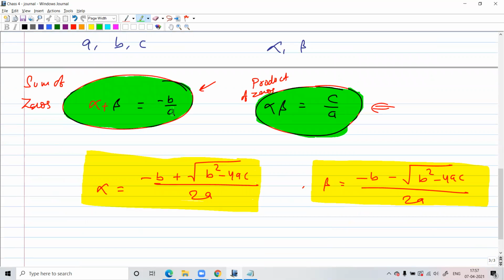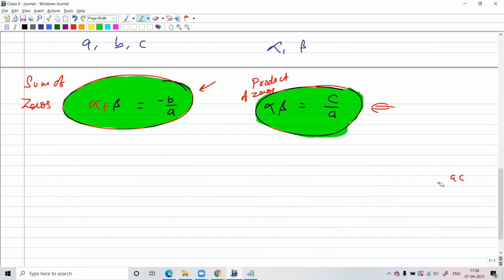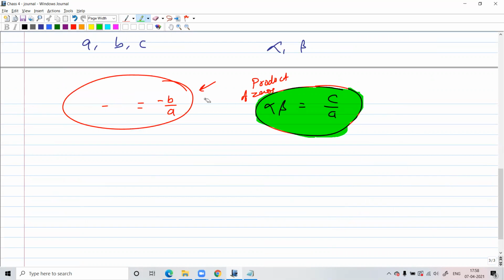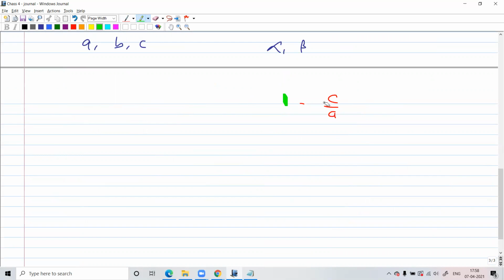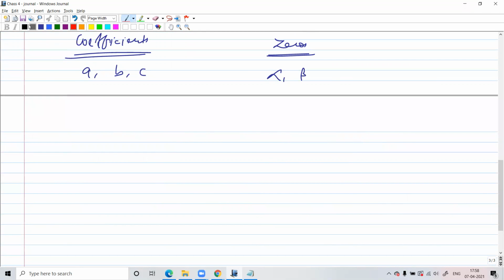You remember this minus B by A, I'm going to remove this part from here, okay? Because this is something which you're going to learn later. So let me remove it from here, okay? And this also, let me write a little neatly. So when I'm talking about relation, it starts with sum of zeros. Sum of zeros, and it will be alpha plus beta, and it's going to be minus B by A.